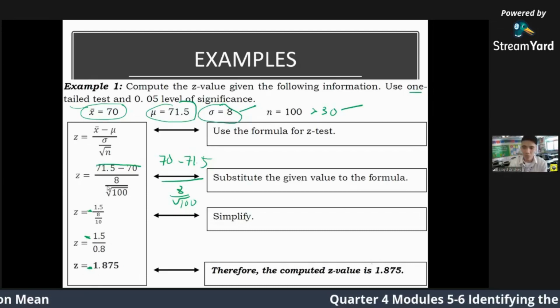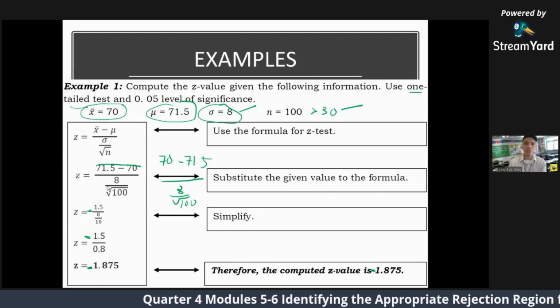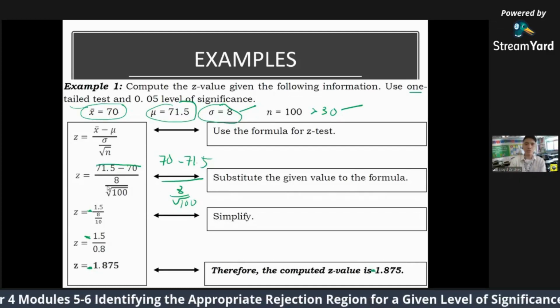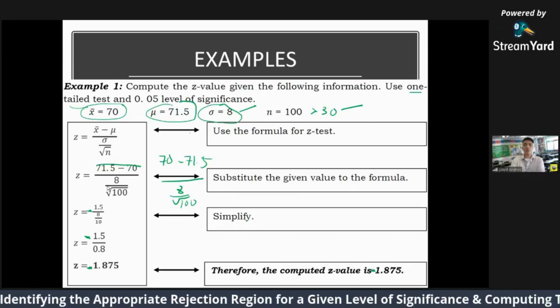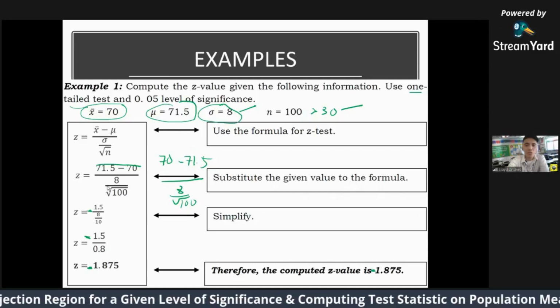So, correct na lang nato. Nabaliktad. It's either nabaliktad ang pagka-substitute or nabaliktad lang ang given. Wala ta kabalo asa. So, yun. That's how to solve for the test statistic.